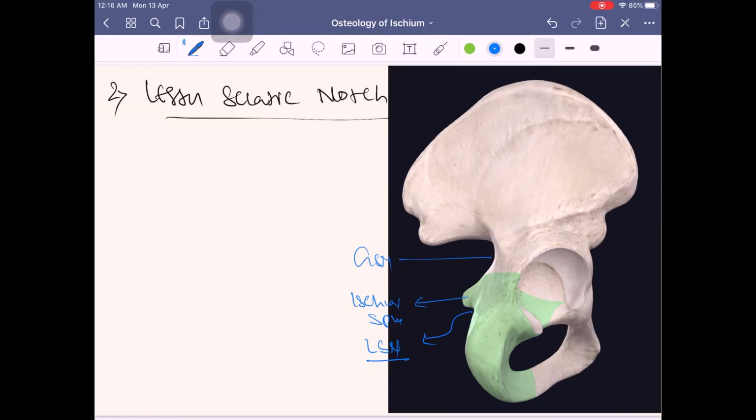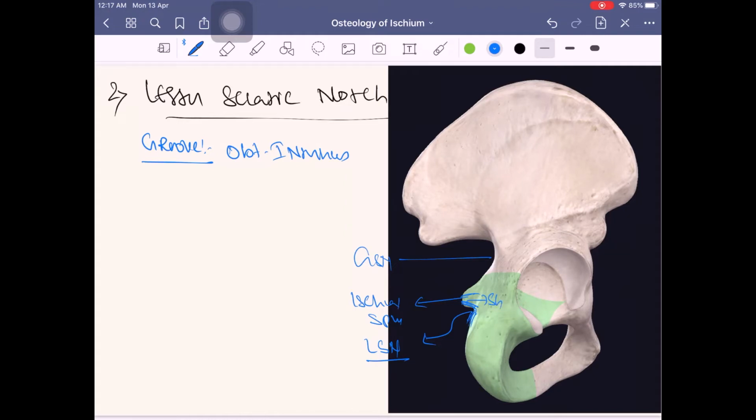Now the lesser sciatic notch has a groove. There is a notch, that means there is a groove, so there is a gap. So what passes through this gap? Through the gap is the tendon of your obturator internus. And we have already seen your gemelli, they are also here. You have your superior and inferior gemellus, we have already seen that part. The superior gemellus was at the superior margin, and the inferior is here.